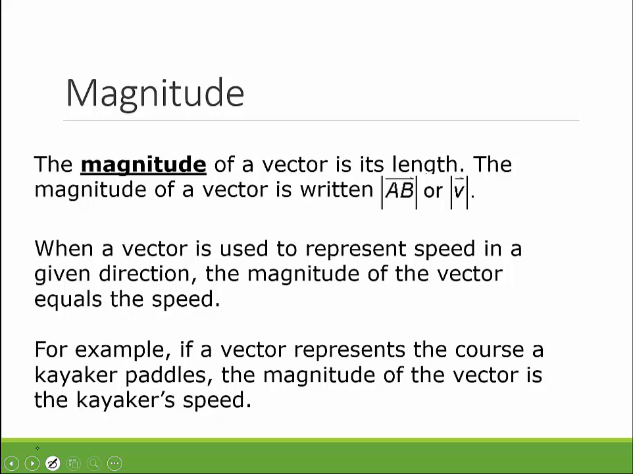So another vocab word, the magnitude of a vector is its length. The magnitude of a vector is written AB with absolute value bars around it. When a vector is used to represent speed, the magnitude of the vector is the speed. So if something was traveling like this versus like this, this one is much slower because it's shorter. For example, if a vector represents a course a kayaker paddles, the magnitude of the vector, or the length of it, tells you the speed.